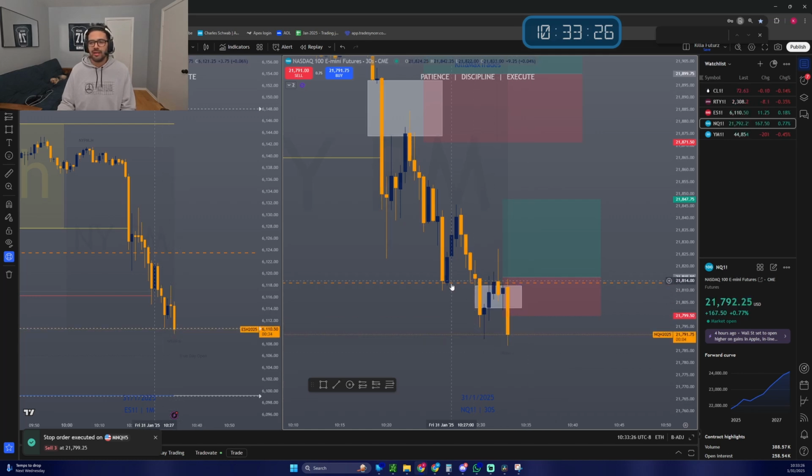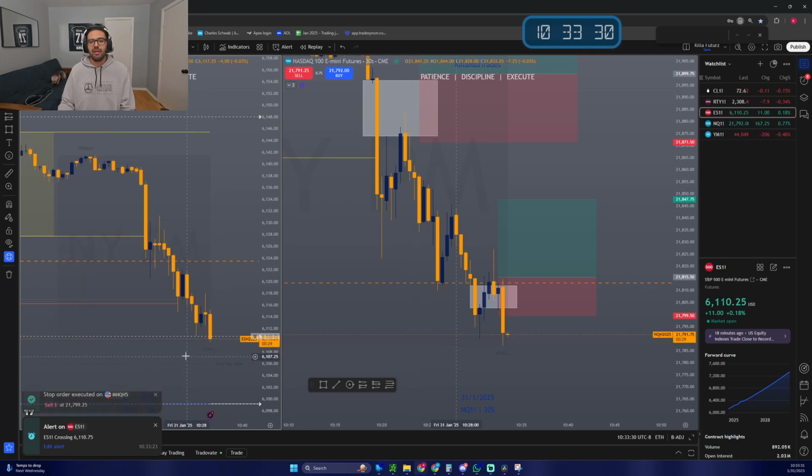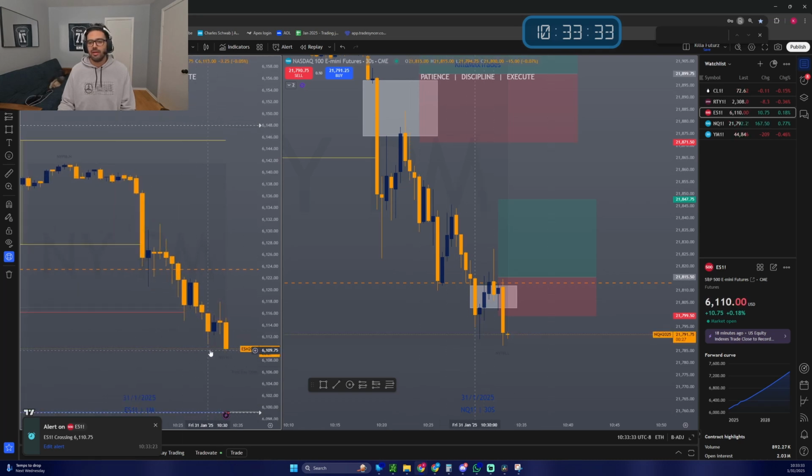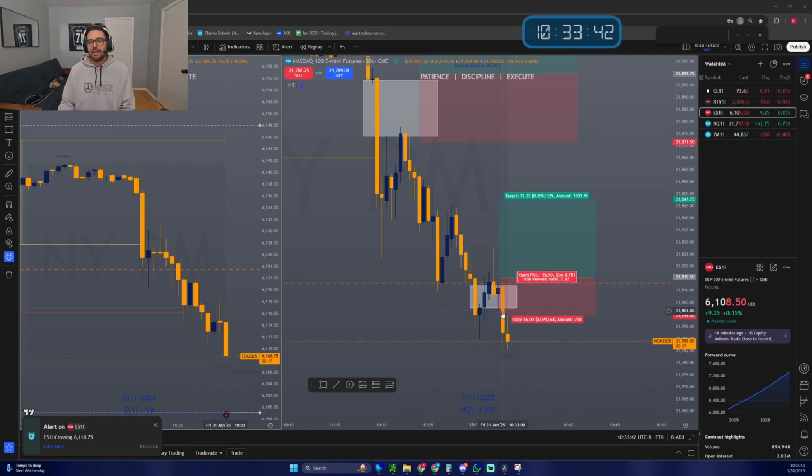Again, solid reaction at our key level, 50%. ES was even tapping into a key level here that I had marked. So it was tapping into, took out London low, tapped in another level. Pretty good solid setup here, but again, we weren't able to get it to go. So another 1 hour loss.